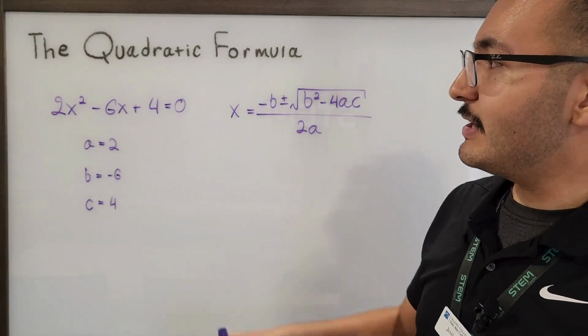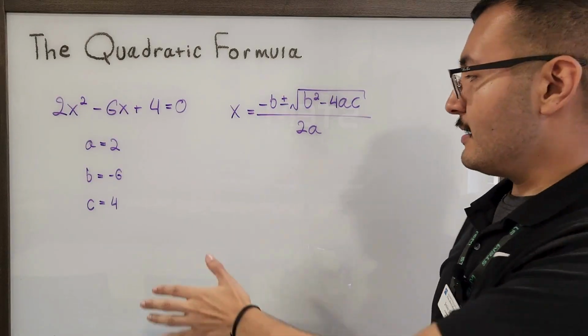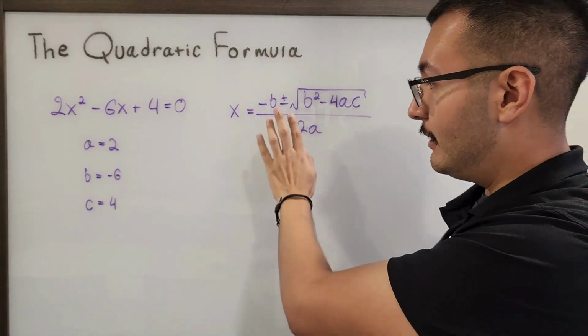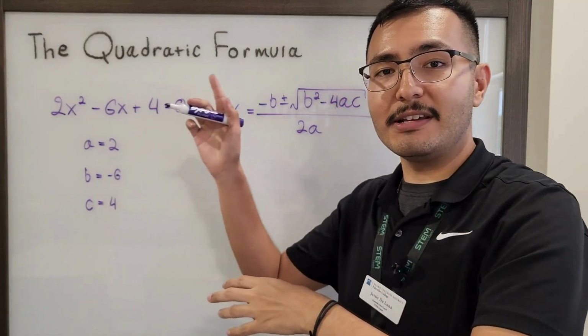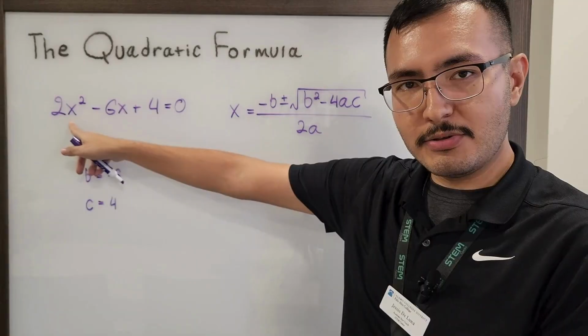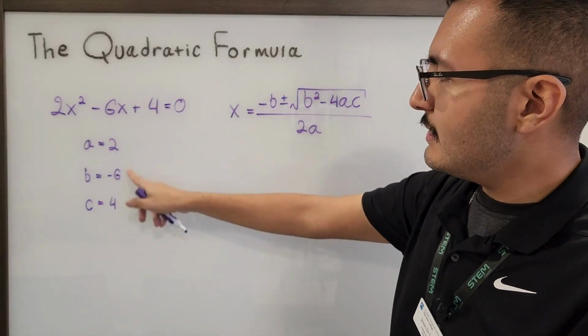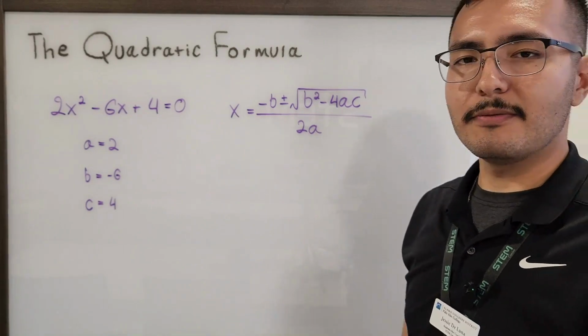We want to solve this equation, 2x squared minus 6x plus 4 equals 0. And here is our quadratic formula. Now the first thing I've done is I've identified a, b, and c. A is with the x squared, a is 2. B is with the x term, b is negative 6. C is the constant at the end, so it's 4.